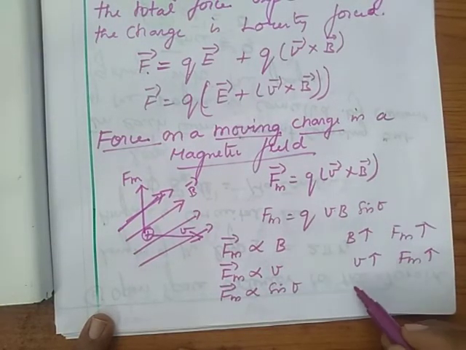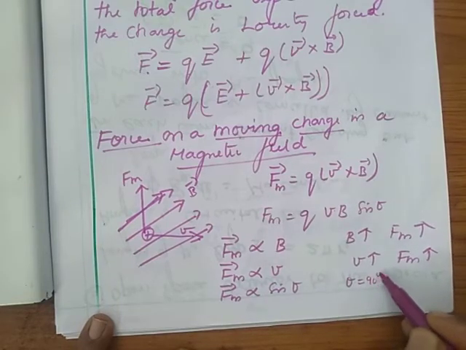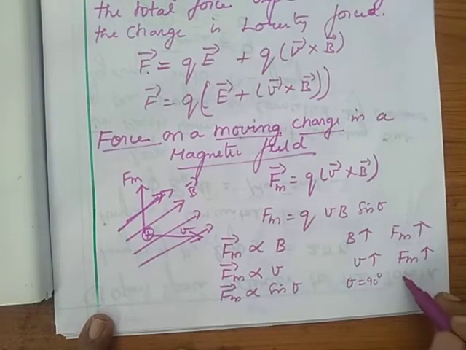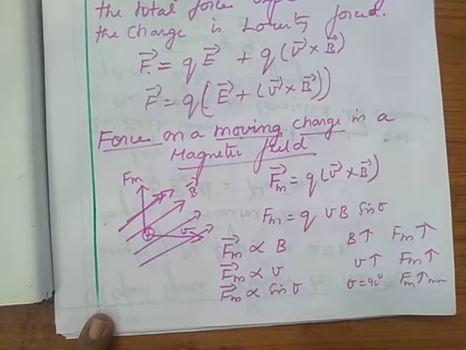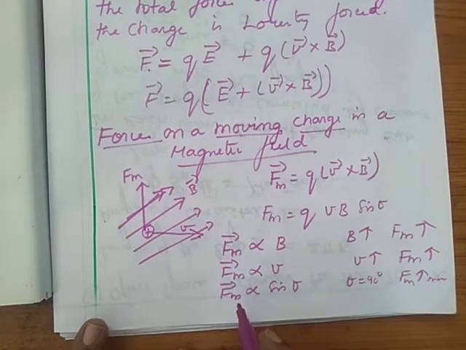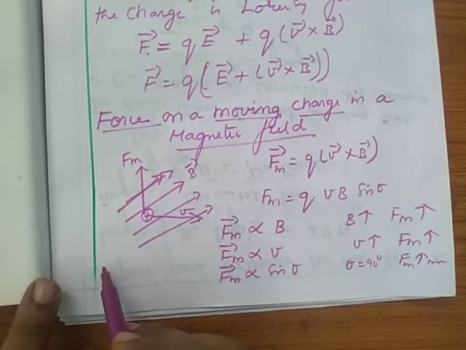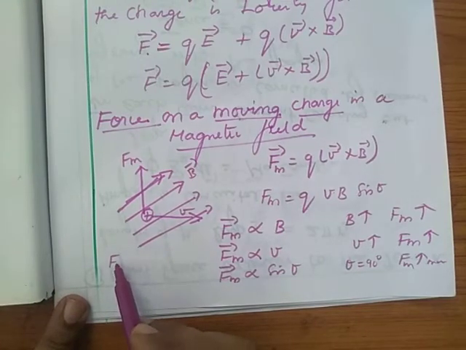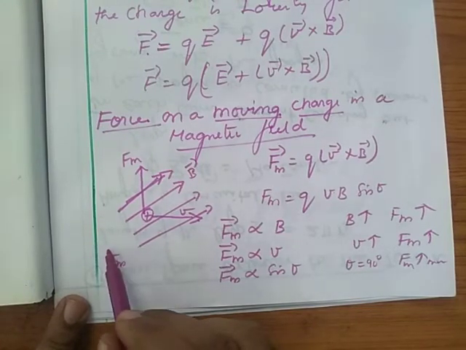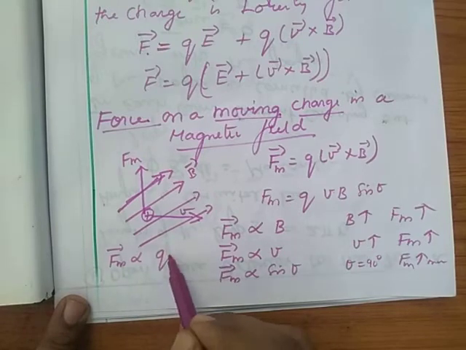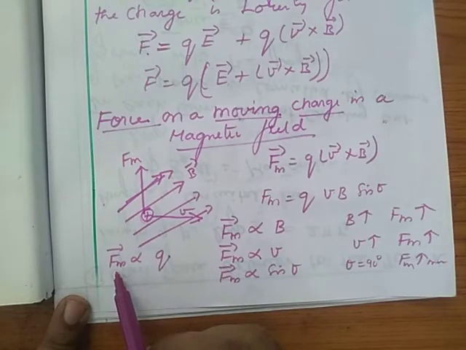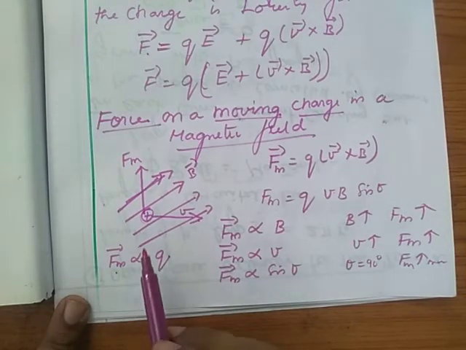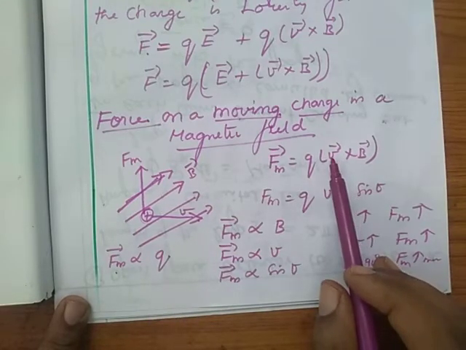If theta is 90 degrees, in that case the force is maximum, Fm is maximum. Then last one, Fm vector is directly proportional to the magnitude of the charge. If we increase the magnitude of the charge, then the force also increases. Then the direction of the force is always, we know, perpendicular to v vector and B vector.